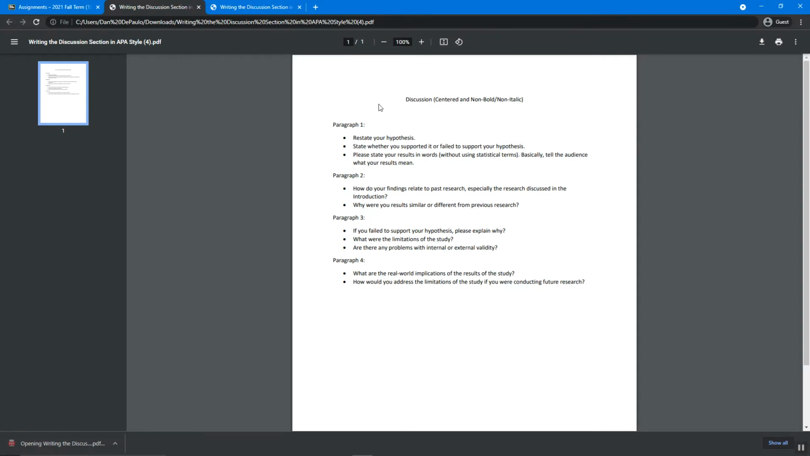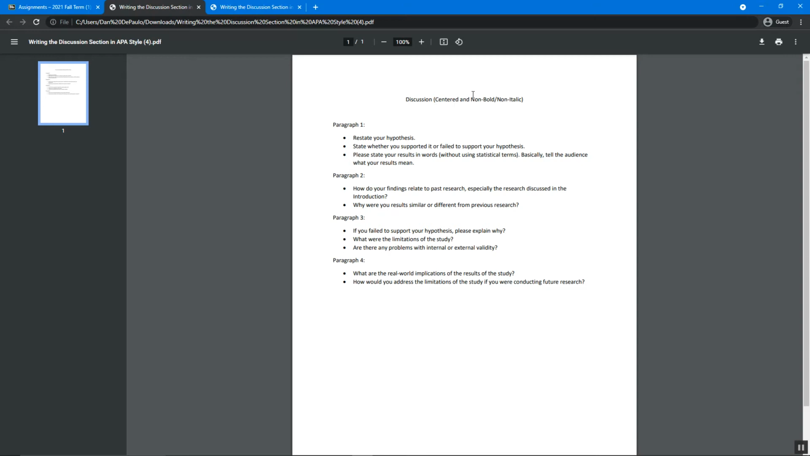As you can see, I want 4 paragraphs. You're going to write the word Discussion, center it, non-bold, non-italics. In paragraph 1, restate your hypotheses. State whether you supported or failed to support your hypotheses. And then state the results in words, not in statistical terms.